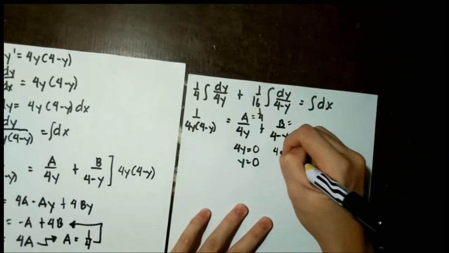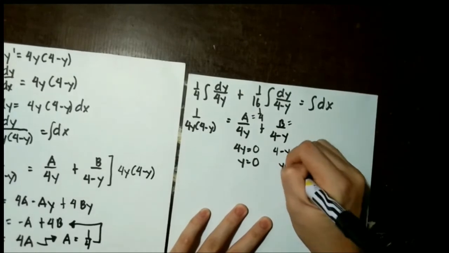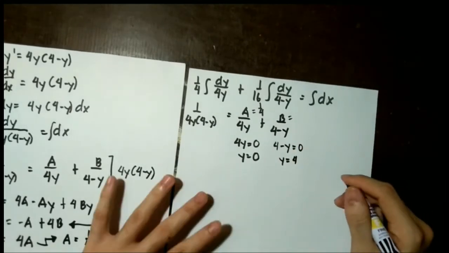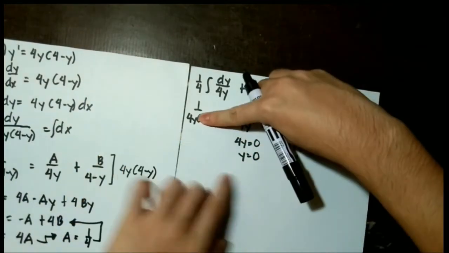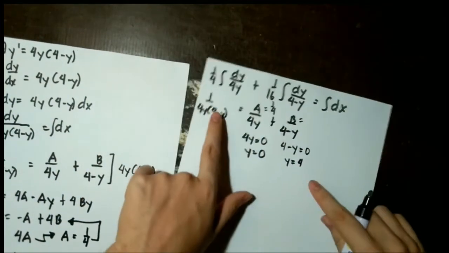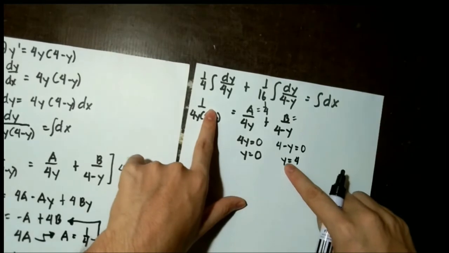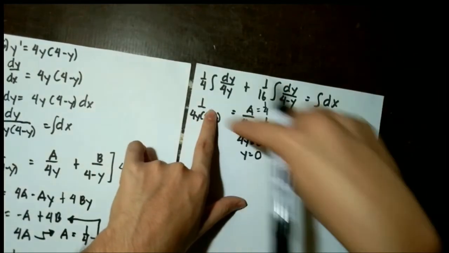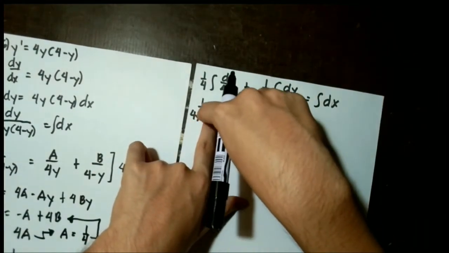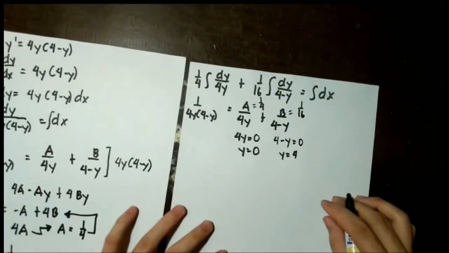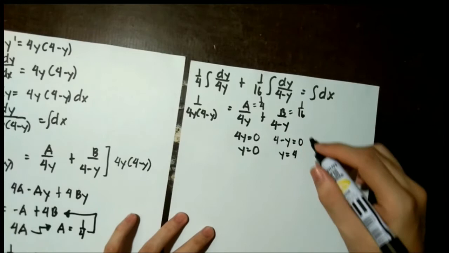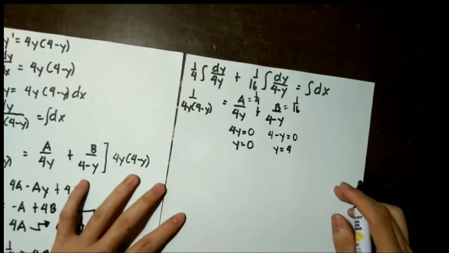So 4b naman, i-equal din natin to sa 0. So yung y natin is equal to 4. Again, cover up method, takpan natin yung 4 minus y dito sa left side. Since y is equal to 4, substitute natin yung value ng y, which is 4. So 1 over 4 times 4 is equal to 1 over 16. So mas madali natin nakuha yung value ng a tsaka b kung gagamitin natin yung cover up method.